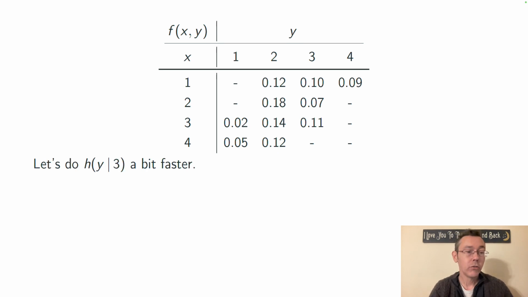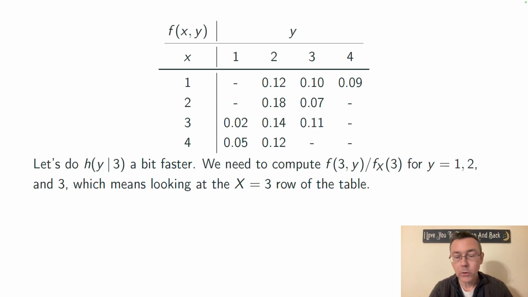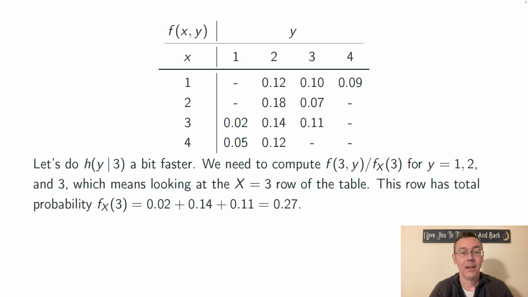I'm going to do the conditional probability for y given that x is equal to 3 a little bit faster. Again, I encourage you to pause the video here and try and do those on your own before watching what I do. We are going to need to compute the probability that x is equal to 3 and y is some value little y, divided by the marginal probability that x is equal to 3, for y equal to 1, 2, and 3. So we're going to be looking at the x equals 3 row of this table. That row has a total sum of 0.27.